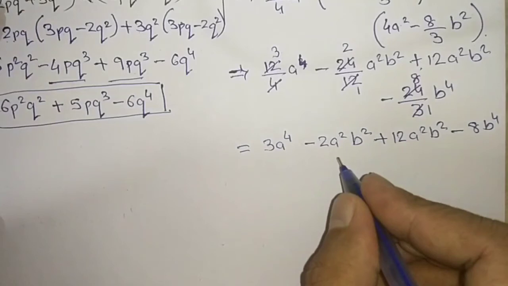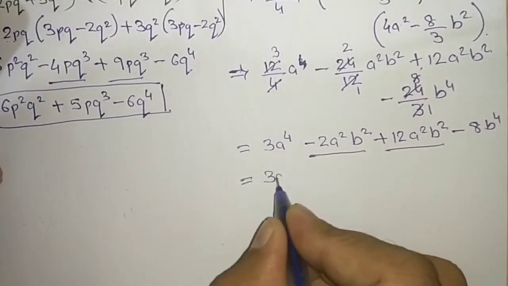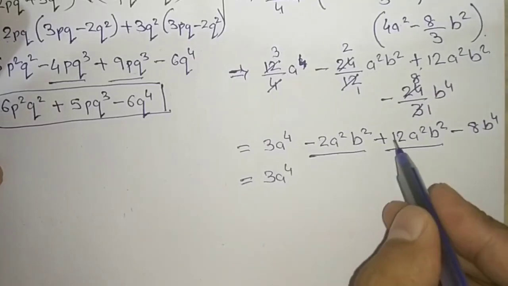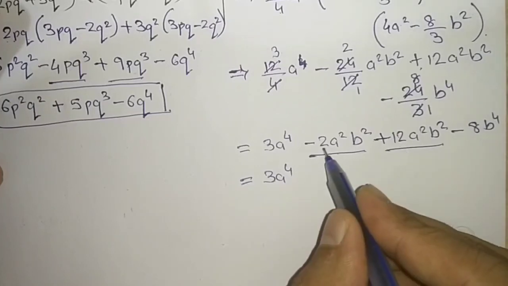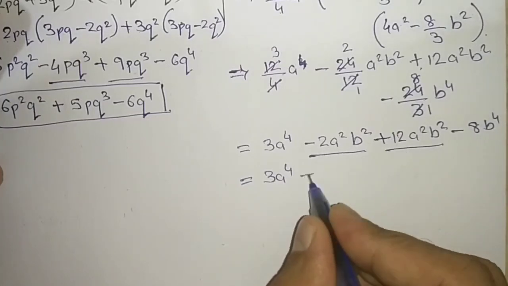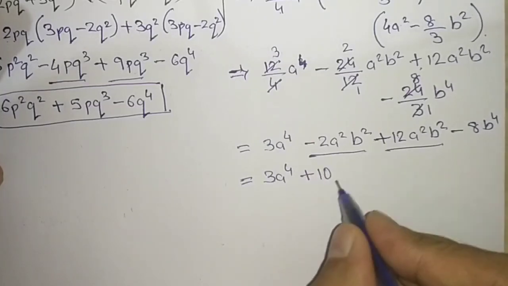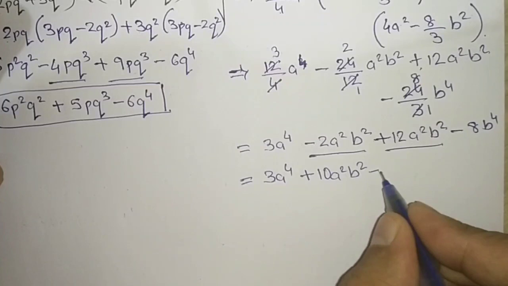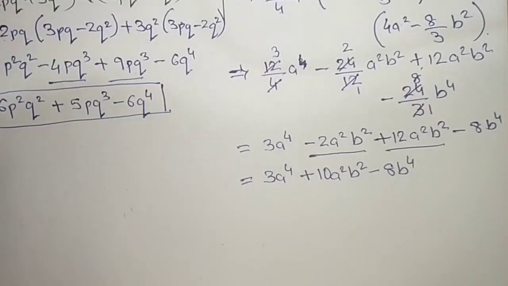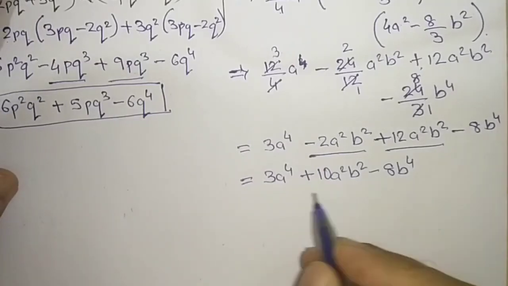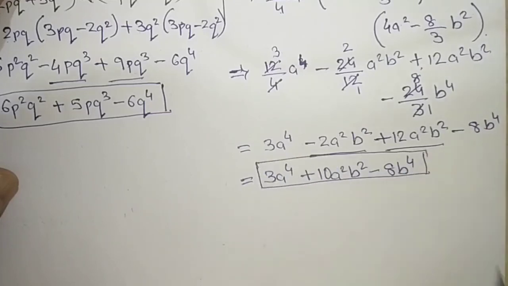Now you can see these two terms are like terms, so we will cancel out. 3a raised to power 4. Here the bigger sign, we will take the numerical value, 12 and this is 2. 12 is bigger than 2, so we will take its sign, that is plus sign, and 12 minus 2 will give me 10a square b square minus 8b raised to power 4. We can't simplify it further because they are unlike terms, so this will be our answer.